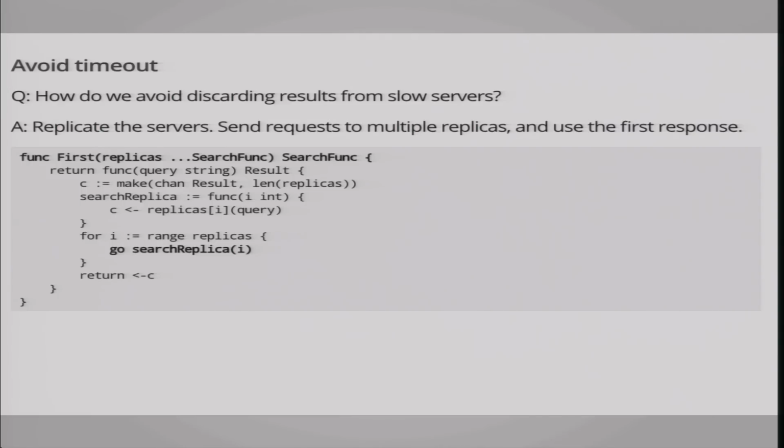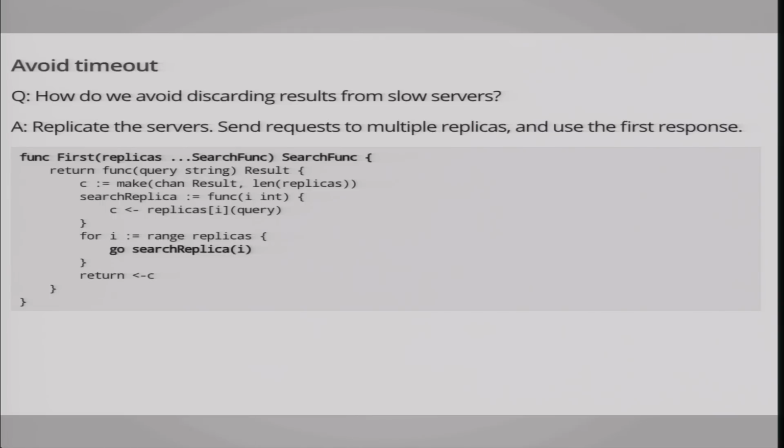So how do we avoid timeout? How do we avoid discarding results from slow servers? Well, what we do is we throw money at the problem. Let's replicate our search backends. And so we'll send our query to multiple web backends, multiple image backends, and multiple video backends, and take the first one from each of those repository replicas.